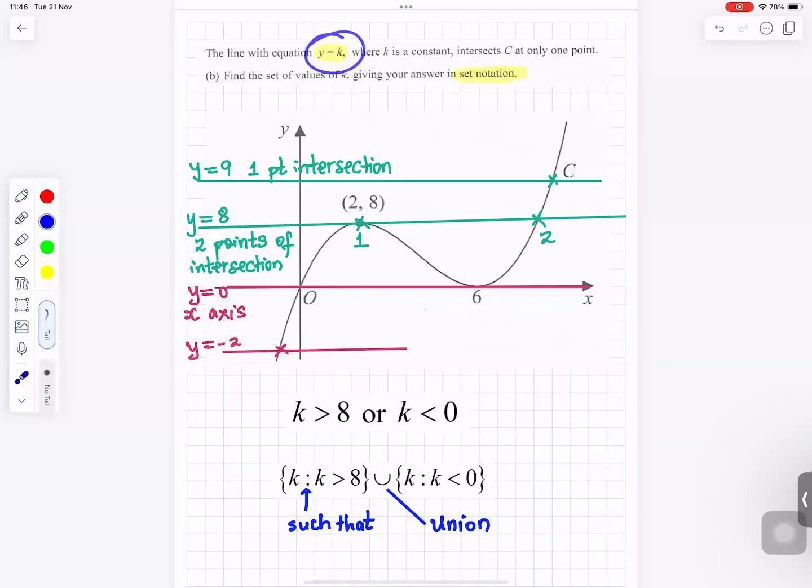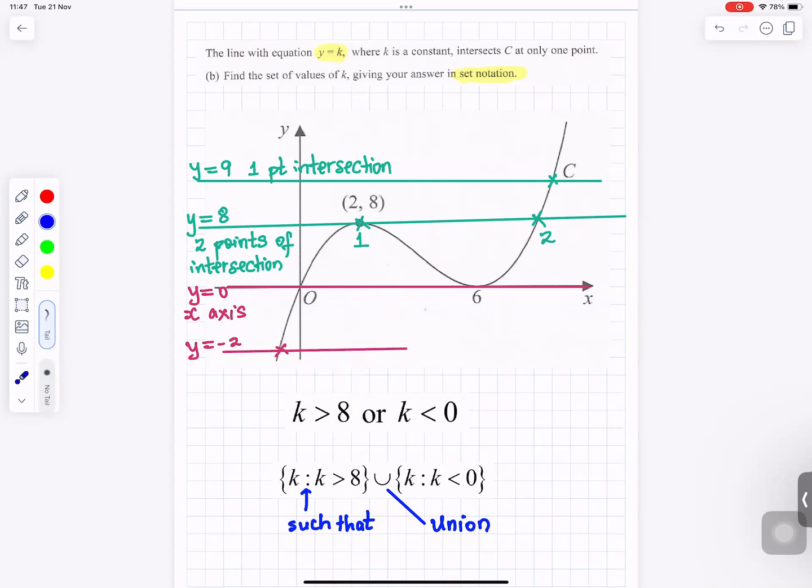For part B, we have the equation y equals k intersects C at only 1 point. Very important, 1 point. So imagine that line y intersects at only 1 point. Find the set of values of k. So if you look at this line where k is bigger than 8, any line which is above this y equals 8 line, say for example y equals 9, it only has 1 point of intersection there. If say y equals 6, you put it there, it has 1, 2, 3. At y equals 8 exactly, it has 1, 2, because the y value there is 8. So for it to have just 1, y has to be bigger than 8, or k has to be bigger than 8.